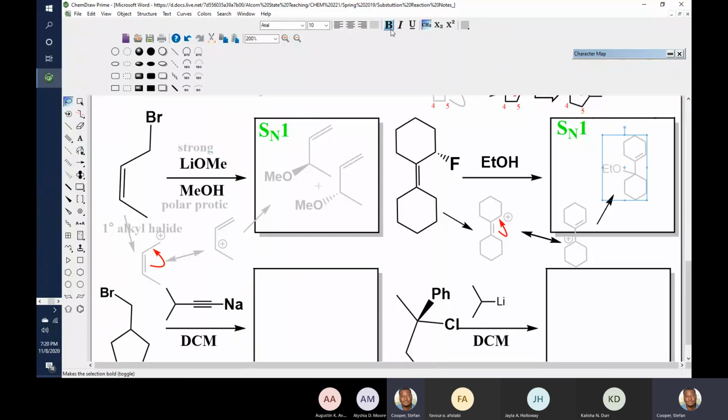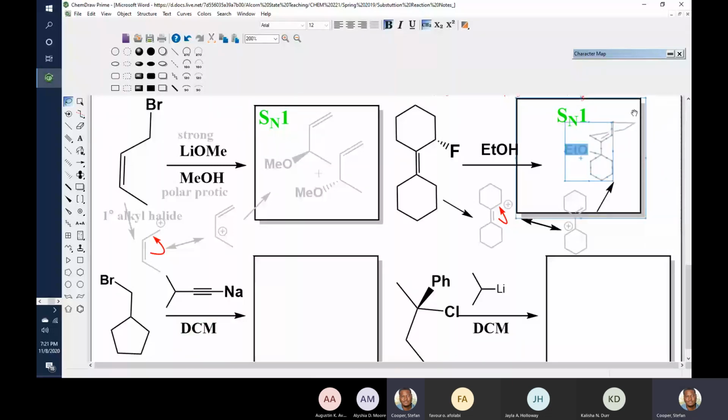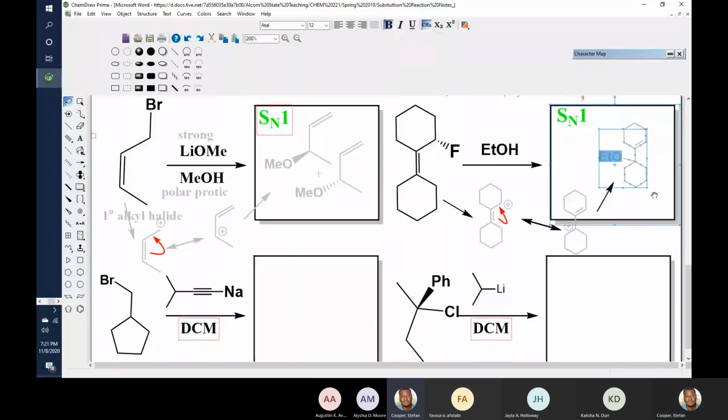Do I have to show stereochemistry here? Yes. Okay, in this case I don't. Let's take a look and see why. So this carbon, that's three carbons, and I do this side, that carbon, and that. So these two carbons are identical. Because there's two of the same groups, this center is not chiral. So a straight line is perfectly fine here. Okay, good.